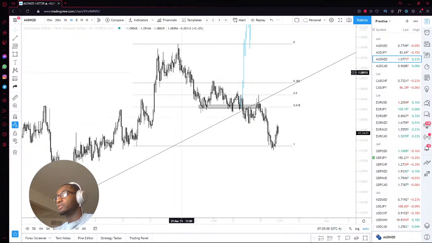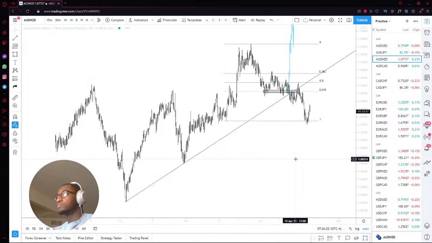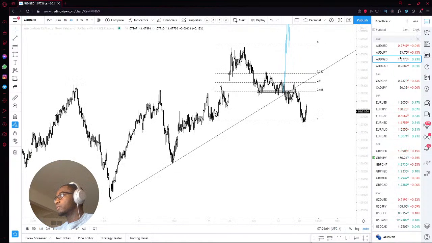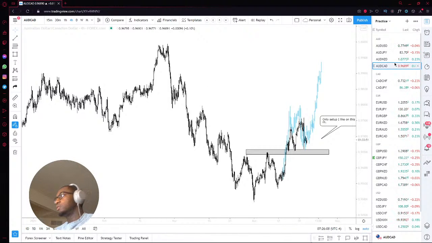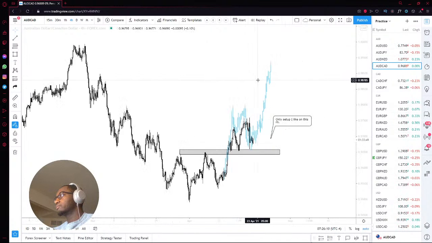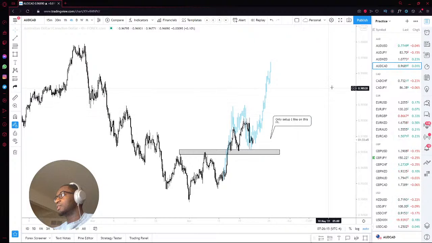That failed. What happened here? ED NZD. I still look for a push up to the upside. AD CAD is somewhat setting up. Actually, it is setting up. It needs to come lower for me personally, but yeah.